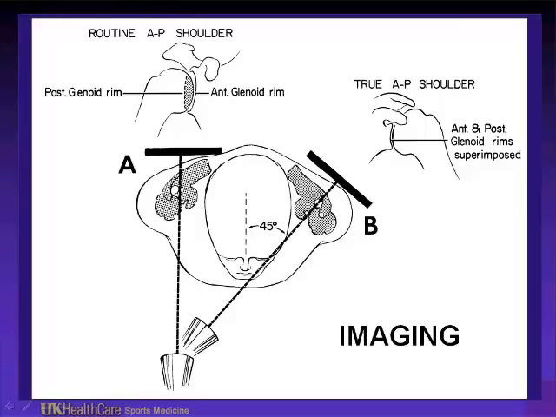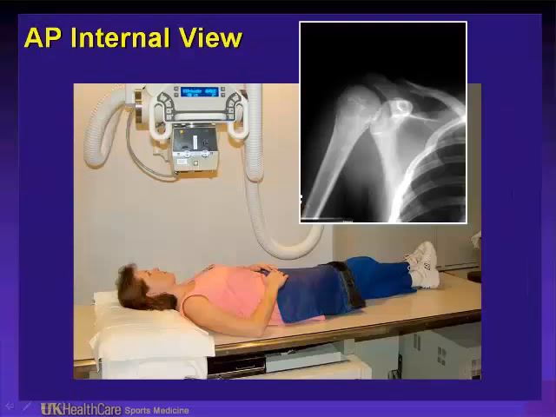So this is our imaging of a routine AP view shown on the left in A, and then a true AP of the shoulder shown on the right. So you should have the anterior and posterior glenoid rim superimposed on the right. These are the positions for these views. AP view in internal rotation is as shown.